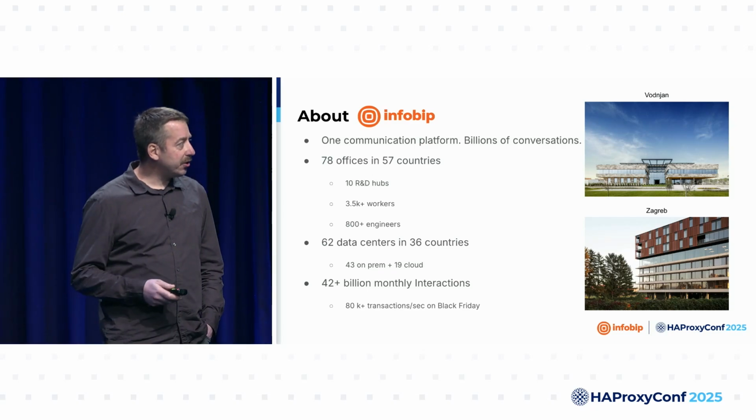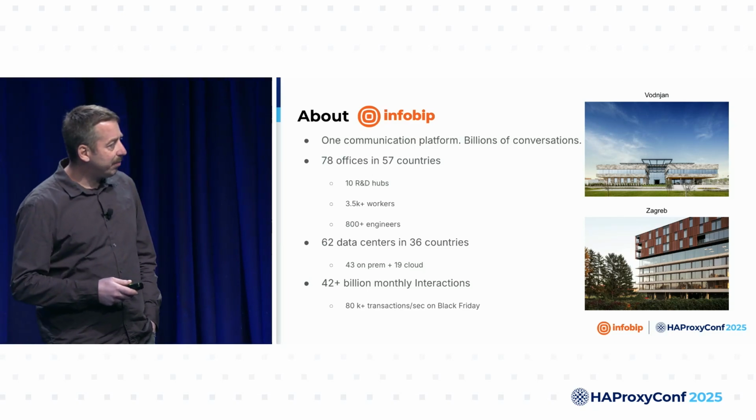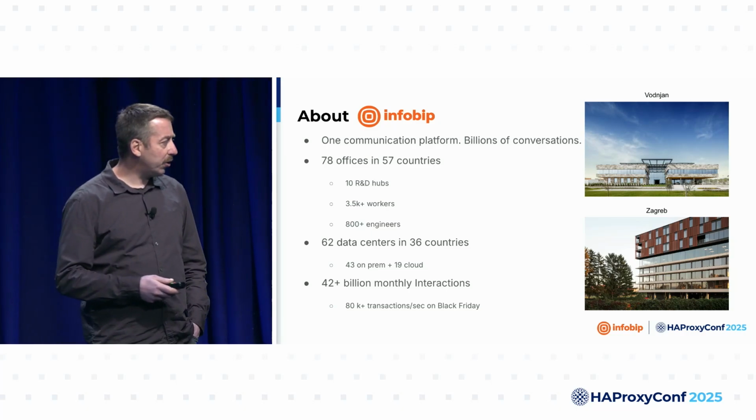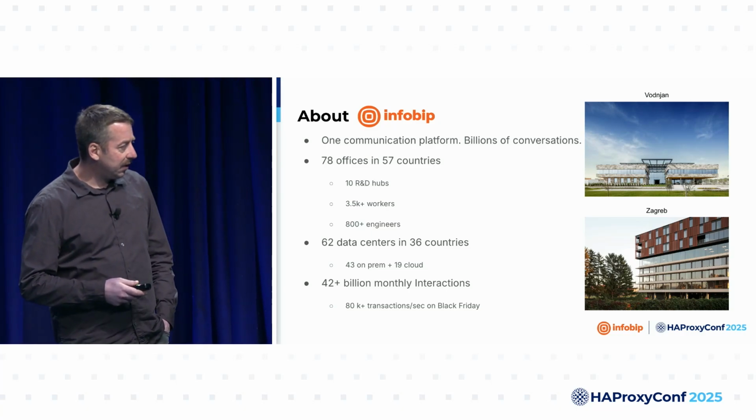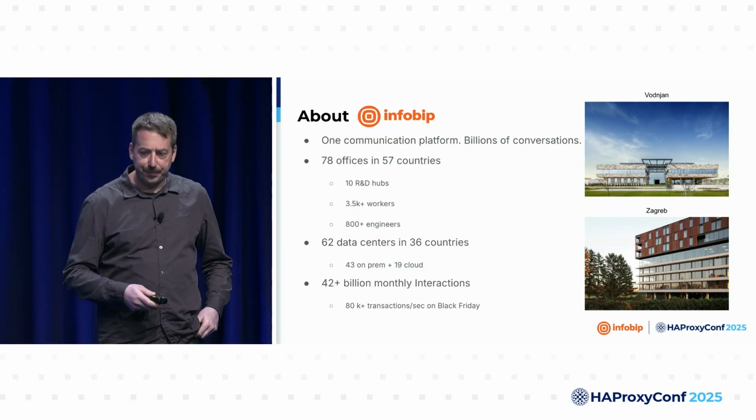These two nice pictures are basically our two biggest offices. The upper right one is Vodnjan, our headquarters, and the other one is in Zagreb. It's, let's say, the biggest engineering spot of Infobip.